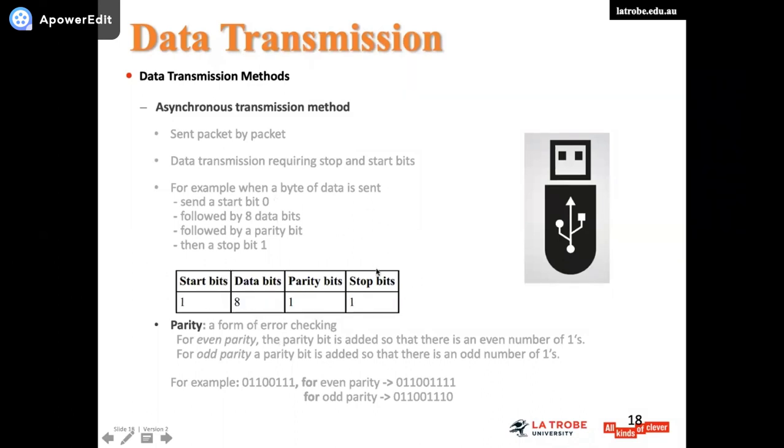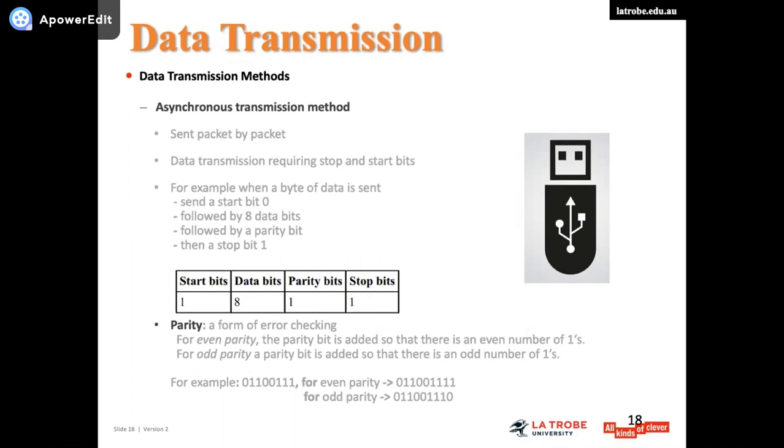So what is parity? Parity is a form of error checking. There are two ways to do the parity. First is even parity, where the parity bit is added so that there is an even number of ones. For odd parity, the parity bit is added so that there is an odd number of ones.